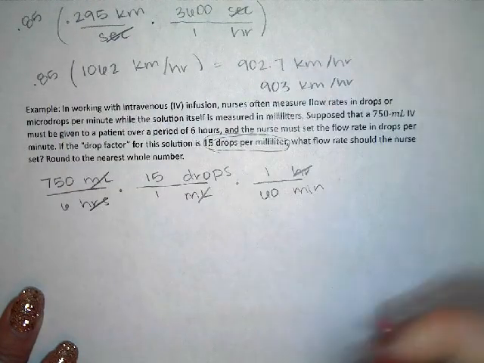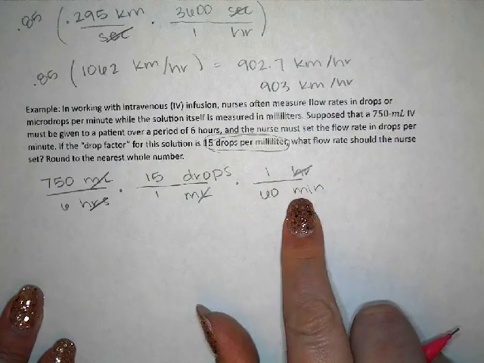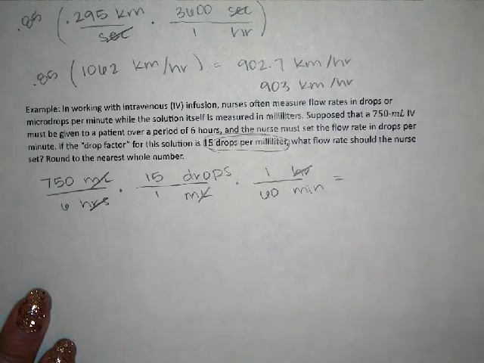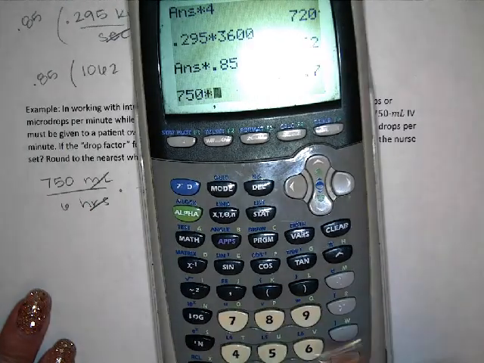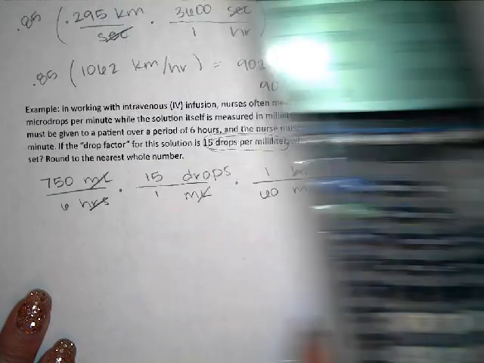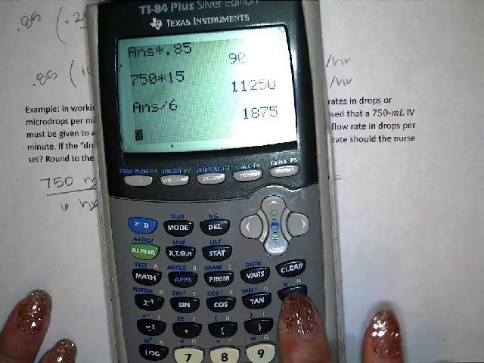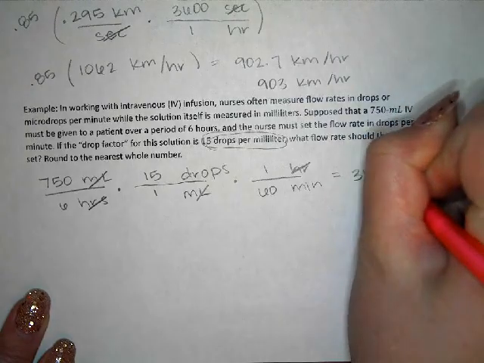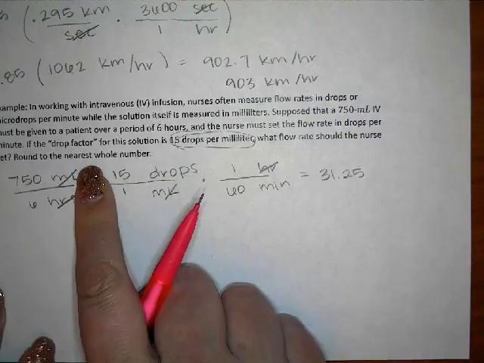Okay, so 750 times 15 divided by 6 divided by 60. It's 31.25. And it says to round to the nearest whole number. So 31.25 would round to 31, and that is drops per minute.